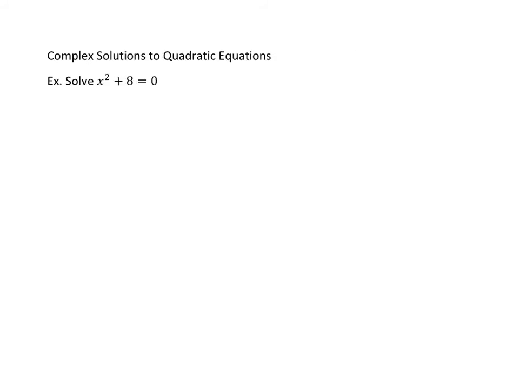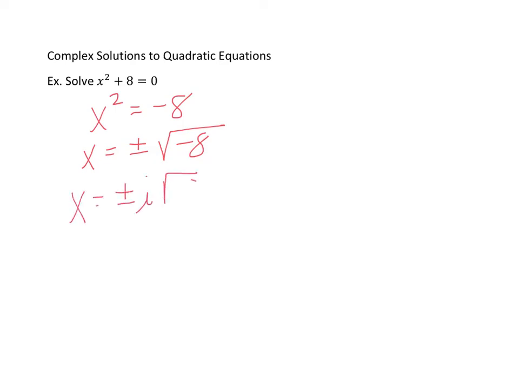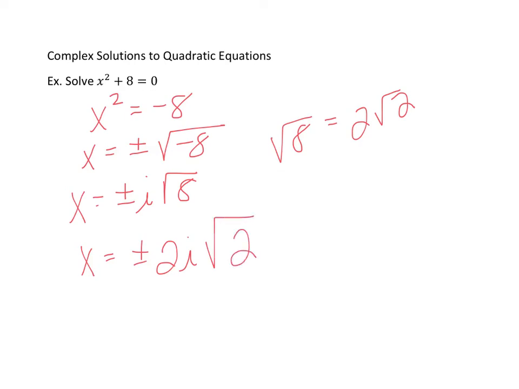Okay, when I have to set something equal to 0 and solve it, gotta subtract 8, so x squared equals -8. X equals plus or minus the square root of -8. This is where you bring an i out. X equals plus or minus i radical 8. Hopefully you know that radical 8 is 2 radical 2. So x equals plus or minus 2i radical 2.